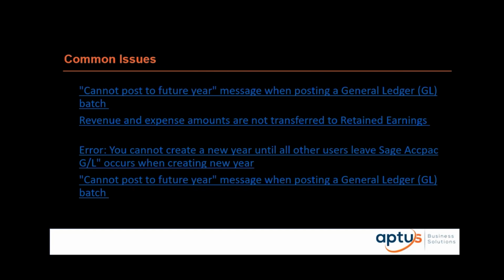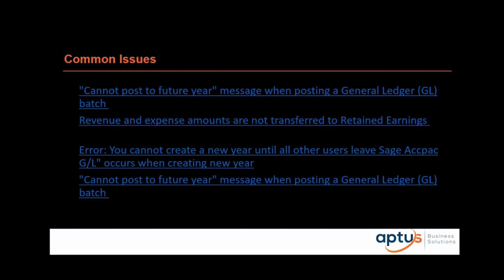I've got a list of sort of common issues that users experience. We have the one, cannot post a future year. That's what happens if you have not rolled your year. You're going to get lots of users say to you, I just tried to post a batch of invoices and I just got a message saying cannot post a future year. That's what's going to happen when you have not run year end on your system.